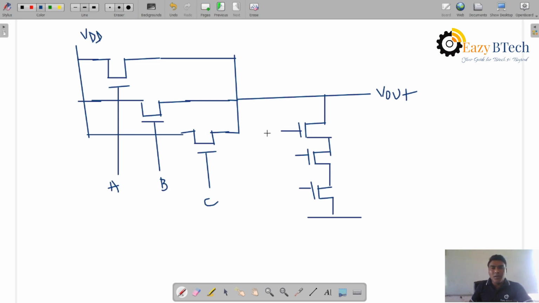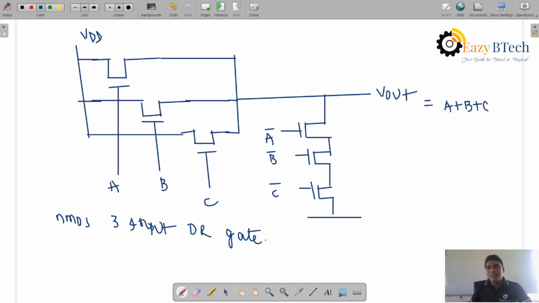Here also, if you are applying A, B, and C and their complements, it is an NMOS three input OR gate, right? So Vout is equal to A plus B plus C. When A, B, C equal 1, the complements A complement, B complement, C complement are equal to 0. So it acts as an OR gate. With A equal to 1, B equal to 1, C equal to 1, VDD passes through, these will be on, and Vout is equal to 1.